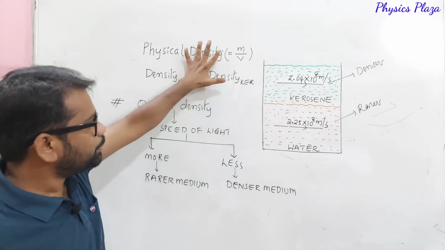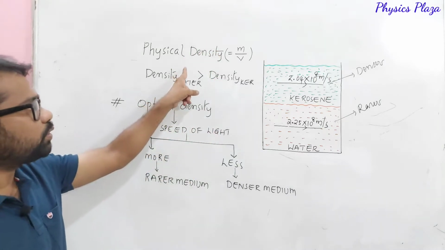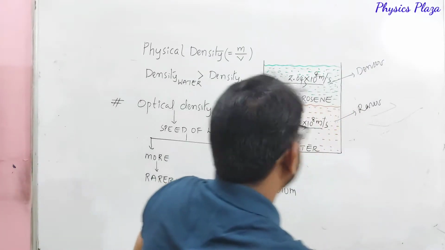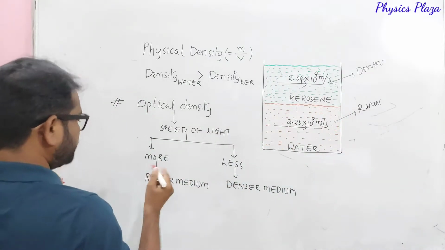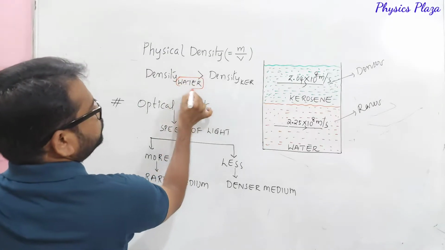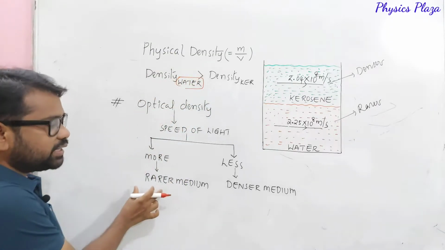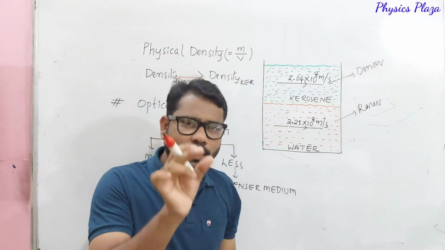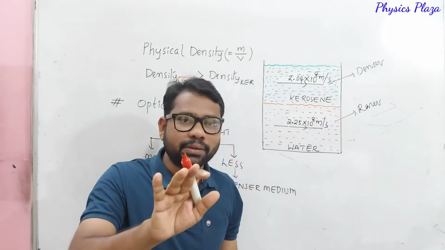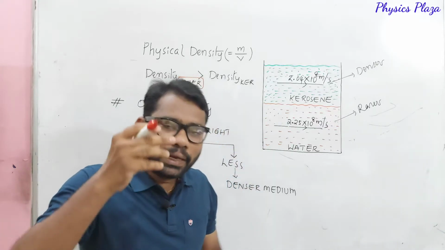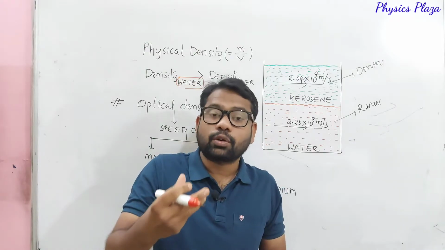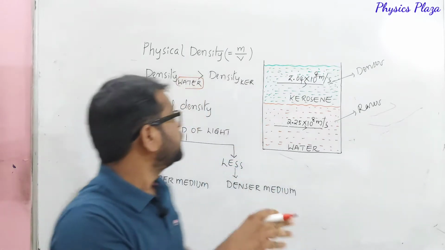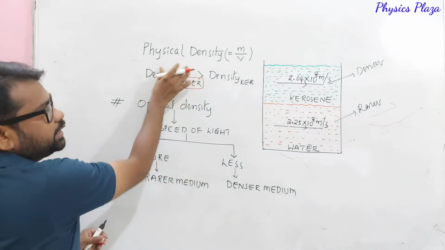So now, dear children, compare here. Whose density is more in terms of physical density? No doubt about it, it is water. Try to understand, dear children. Very, very important: here, water density is more, but in terms of optical density, kerosene is more. Children, the two mediums are the same, we are not changing the mediums. In the light chapter, whatever density we talk about is optical density, in terms of speed of light only. So optical density is different and physical density is different.